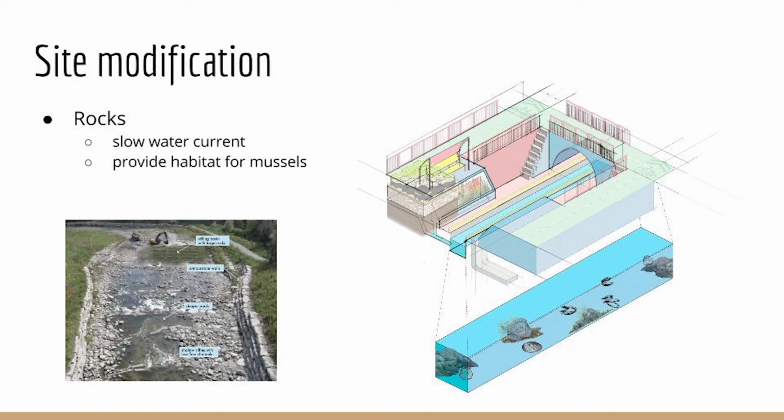And once again, stemming from the low maintenance mentality, we propose to implement rocks and boulders to the bed of our creek so that first of all they can slow down the water current, and secondly they also provide necessary habitats for our freshwater mussels.